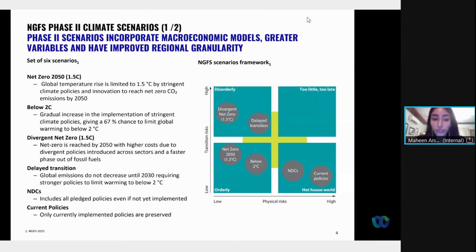Then there are the hothouse world scenarios, which are your NDCs. So these include pledges made by countries, even those that have not yet been implemented, as well as current policies, which suggest that no new policies are going to be introduced to limit global emissions. So it only includes the currently implemented policies.